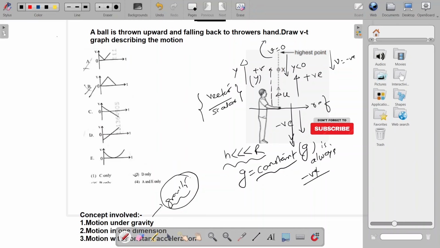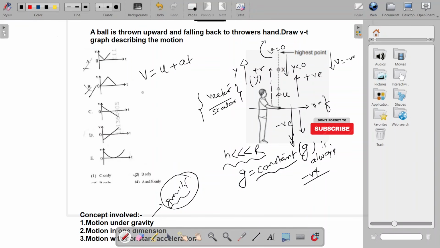Now, whenever there is constant acceleration motion, there are certain equations of motion also. One of the equations of motion that you have read in class 9 is v equals u plus at. I'm not going to derive it right now, how this equation is established.